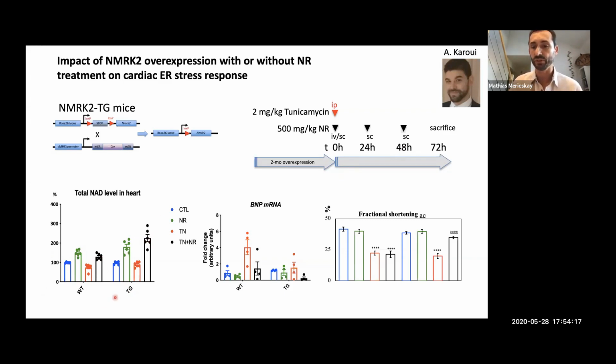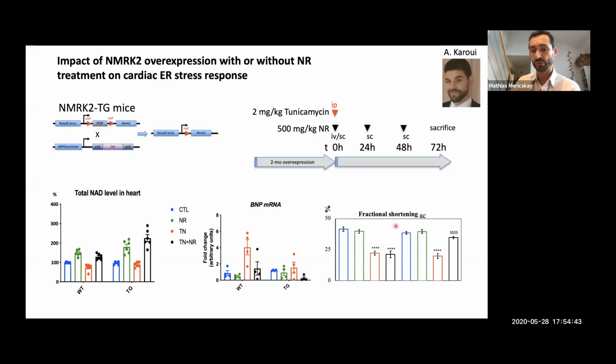And with the transgene NMRK2 overexpression, we have basically the same response, which is over-amplified due to the presence of NMRK2 overexpression. What we found also is that while this tunicamycin stress is triggering the expression of this cardiac stress marker BNP in the ventricular myocardium, which is blocked by the NR injection, this does not seem to occur in the transgenic mice, which seem already to be less responsive to tunicamycin in that regard.